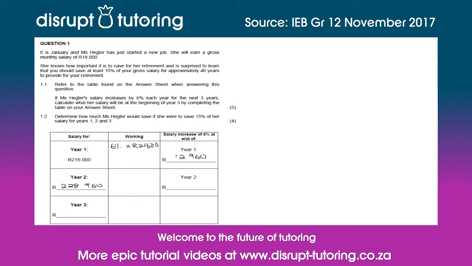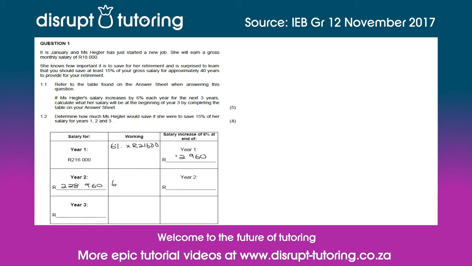So at the beginning of year 2, we know that her salary is now moved up to 228,960. Where I got that number is I just took the year 1 salary and added the increase that you will get at the end of the year to get a total of 228,960. Then we do the same thing for the end of year 2.